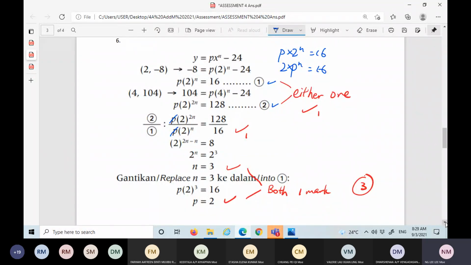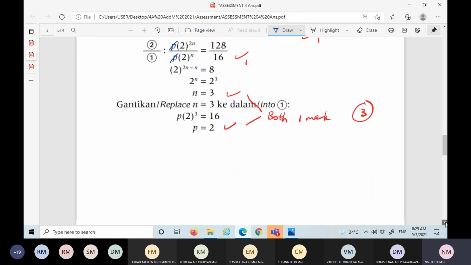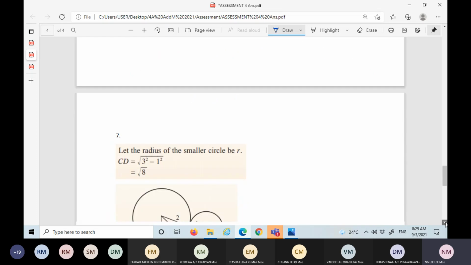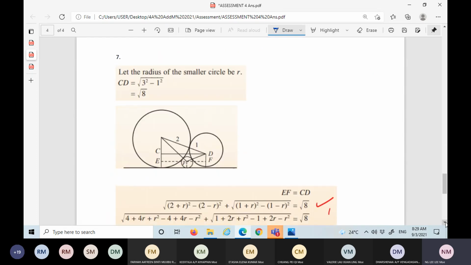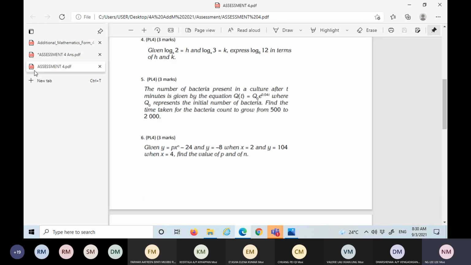Okay, so this is question 6. Question 6 is still band 4 questions. Okay, now we go to the last question. The last question is a band 5 question. Last question very good actually. This question very good.